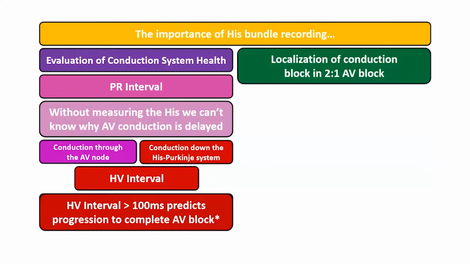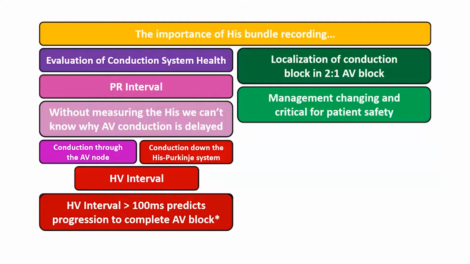So, the HIS bundle recording can actually help us differentiate the location of the conduction block in 2-to-1 AV block. Where the block occurs, whether it's in the AV node or more distally in the HIS Purkinje system, is critical for management and patient safety. Where does conduction block occur in each of the following?